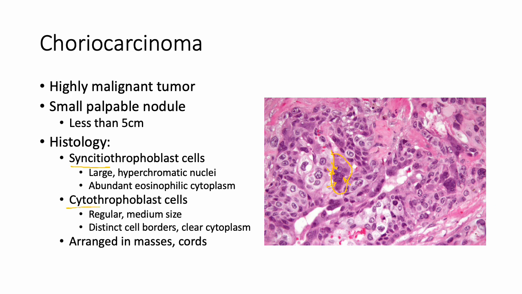Whereas cytotrophoblast, cyto means cells. So where are the cells? These are the cytotrophoblasts. You can demarcate the cells singly like this. You can demarcate cells with a bit of clear cytoplasm. So these are all the cytotrophoblasts, right?